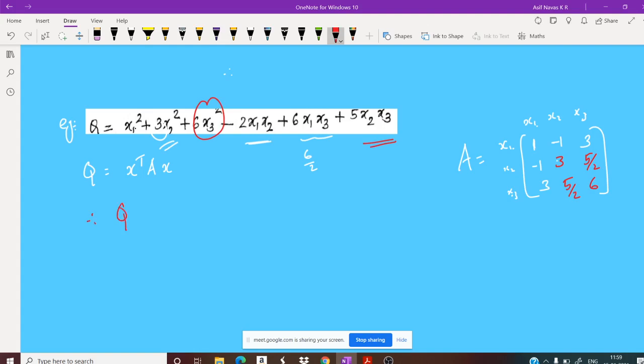Therefore, Q can be written as x transpose, x1, x2, x3, times the matrix with rows 1, minus 1, 3; minus 1, 3, 5 by 2; 3, 5 by 2, 6, times x1, x2, x3. So the quadratic form can be written like this.